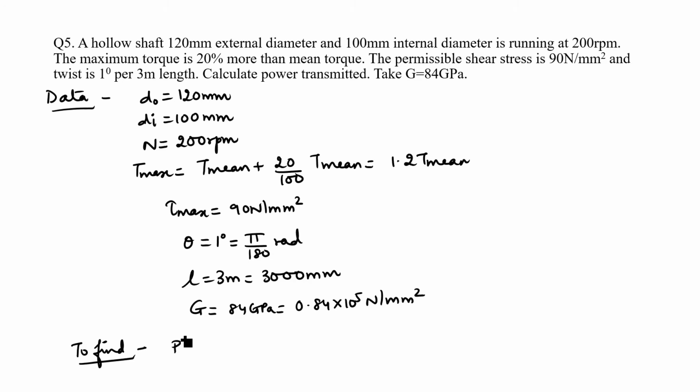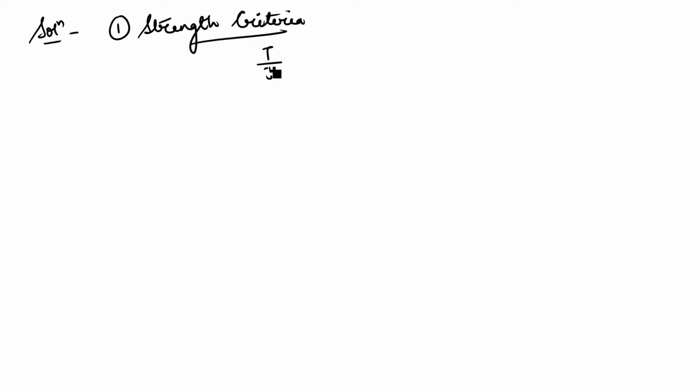Now I know the formula of P is 2 pi nT upon 60. P is unknown and so is T mean. So I'll have to first find out this T mean, and before that I'll have to calculate the value of T max. So let's use both the criteria to find out the value of T max. First, let's use strength criteria. It is T upon J, let's write it as T max, is equal to tau max upon R.